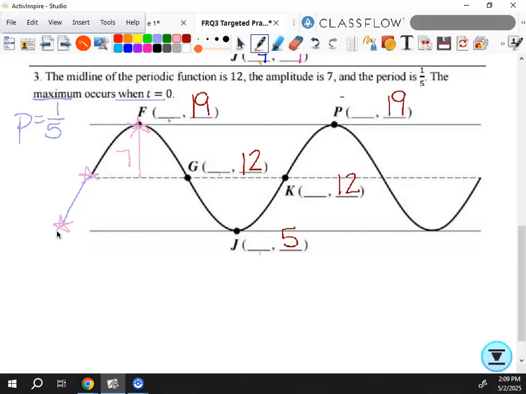All right, so then 0, like we said, 0 is okay right here. Right, and then because the period is 1/5, I could go ahead and also know that this is 1/5, but even if I don't, it's okay because we'd end up filling it in anyway.